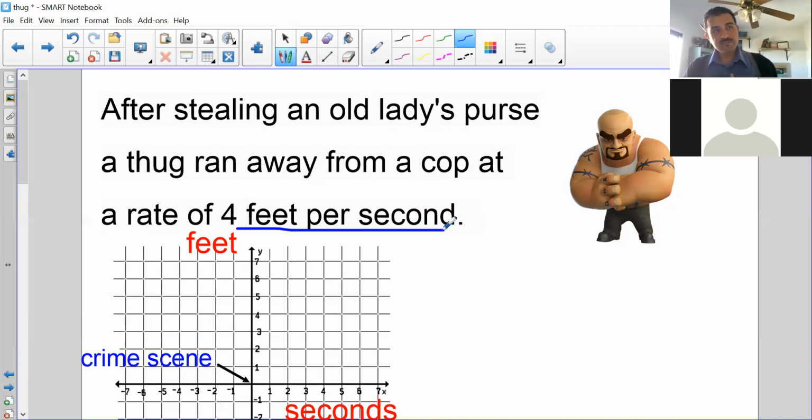Okay, so this is a phenomena. You've got a thug stealing an old lady's purse, you've got a cop that sees it at the crime scene, and he starts chasing the thug. It's a phenomena. It's going on. It's observable. Our 5 senses see a thug running away. What we can do is form an equation to model the thug running away. There's a word, model. Remember the battleship model. So the equation can model the thug running away. Watch this.